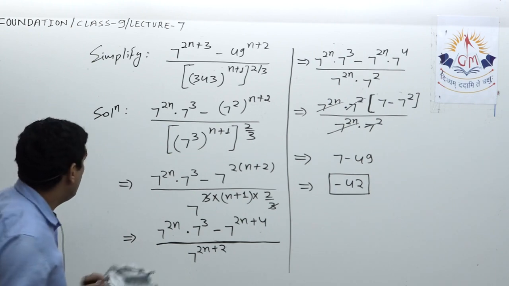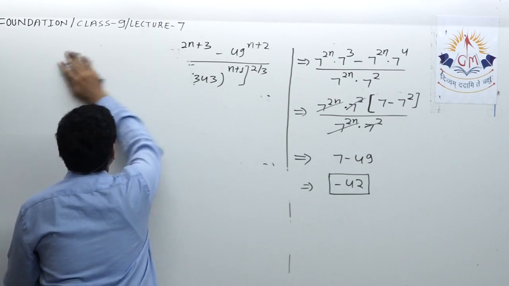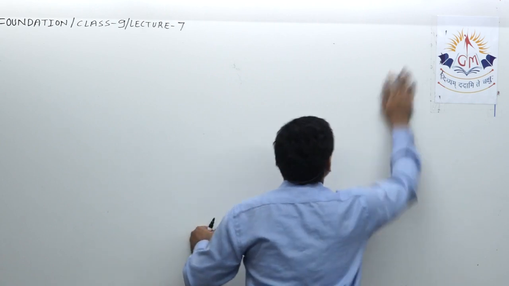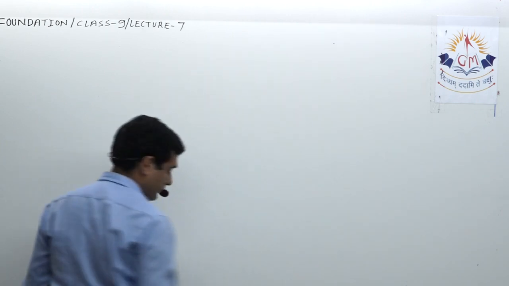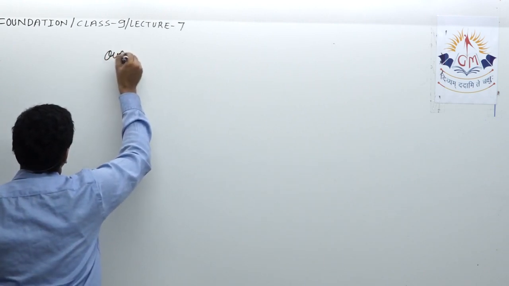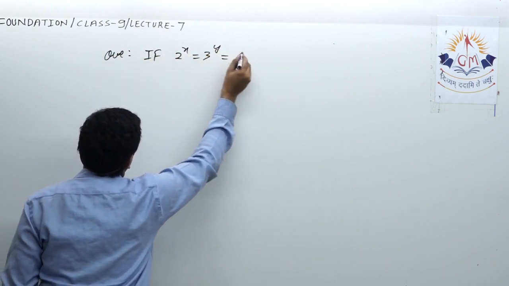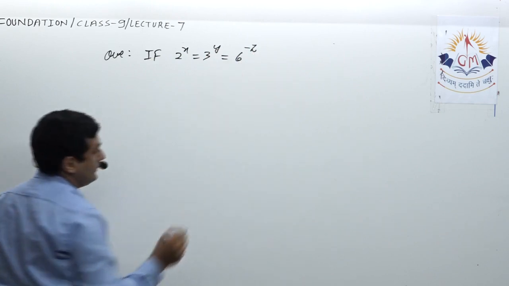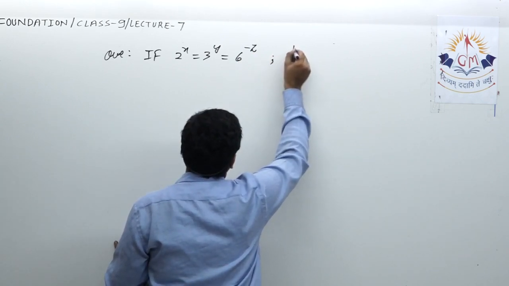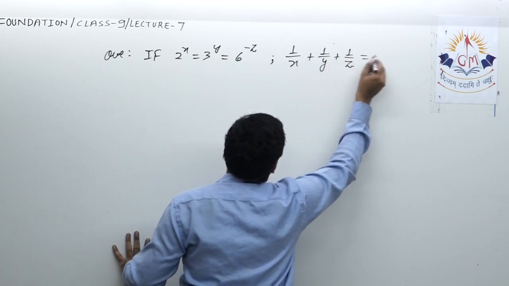Okay, now the next question is: if 2 raised to x is equal to 3 raised to y is equal to 6 raised to minus z, then find the value of 1 upon x plus 1 upon y plus 1 upon z.